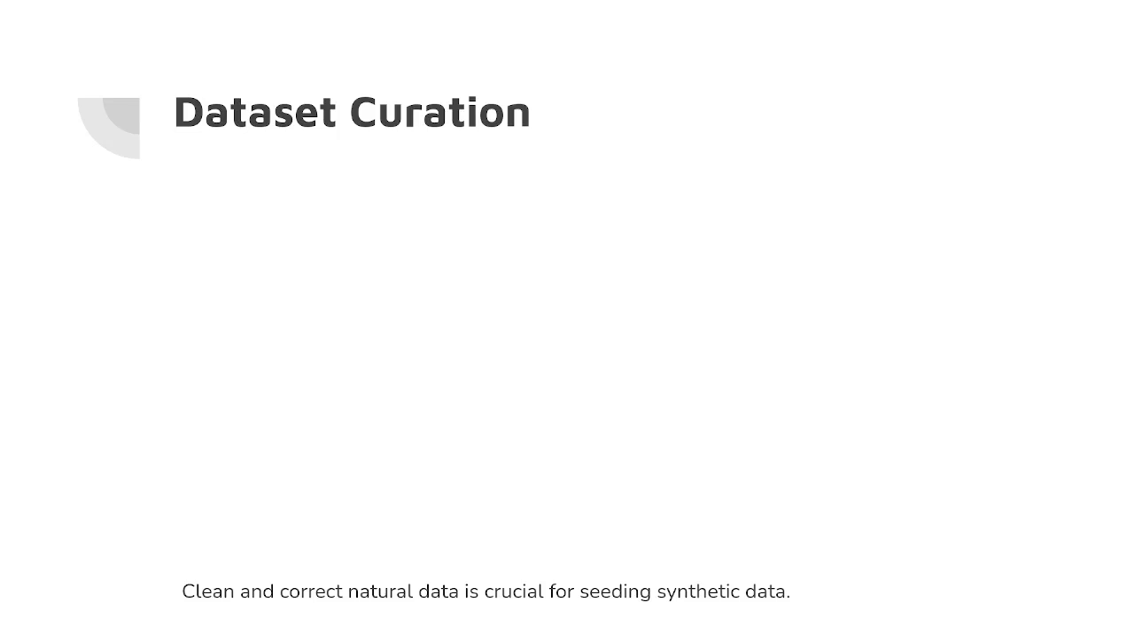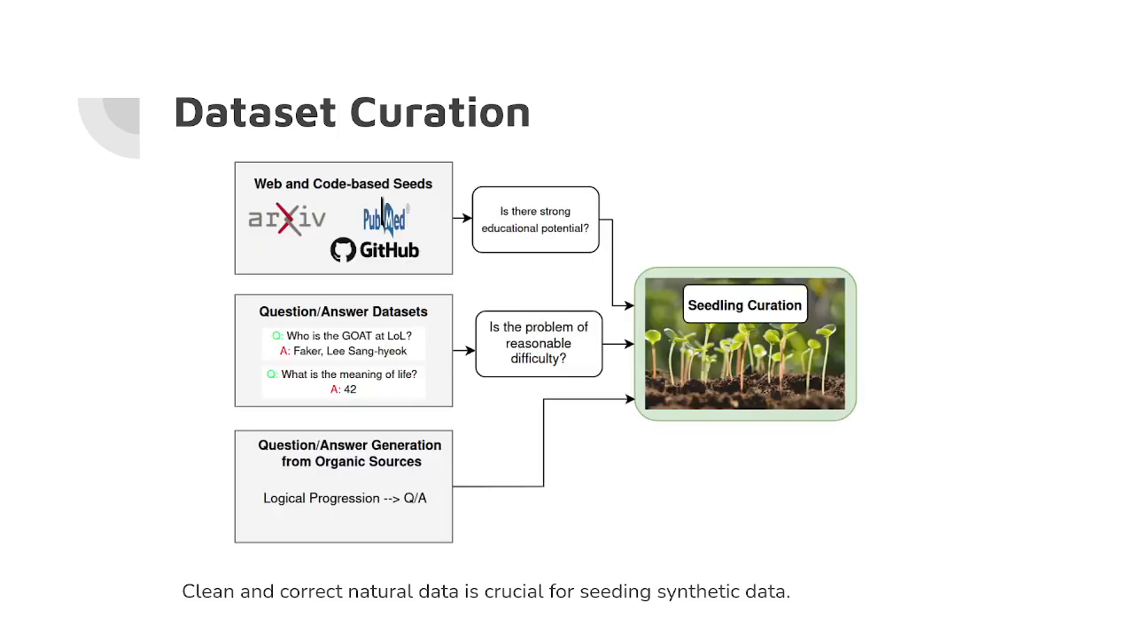So step 1, seedling curation. How do we create these seedlings? So basically, the authors had 3 main areas of datasets. So web and code-based seeds. This is like arXiv, GitHub, basically just collections of text.